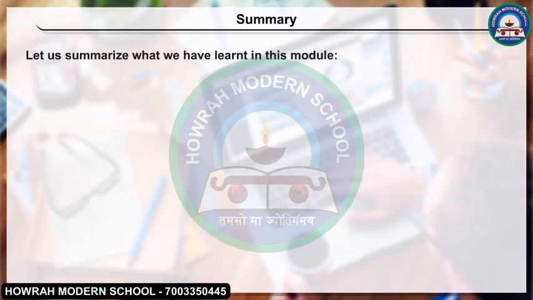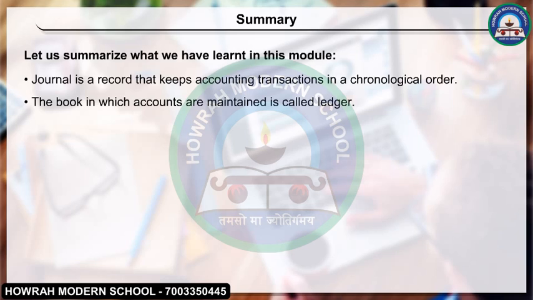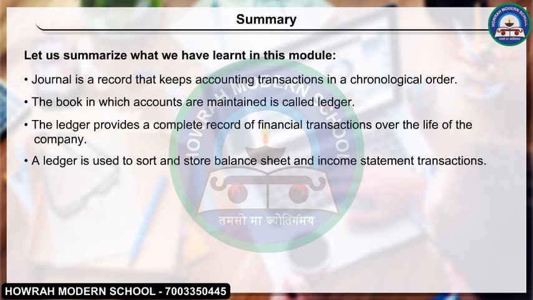Summary. Let us summarize what we have learned in this module. Journal is a record that keeps accounting transactions in chronological order. The book in which accounts are maintained is called ledger. The ledger provides a complete record of financial transactions over the life of the company. A ledger is used to sort and store balance sheet and income statement transactions.